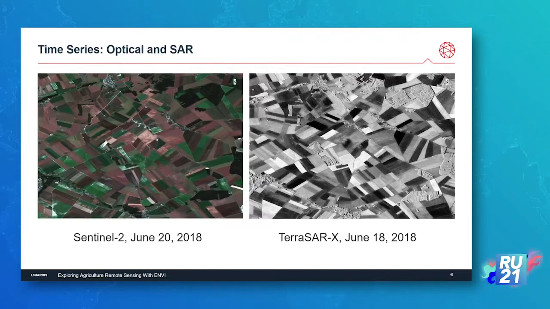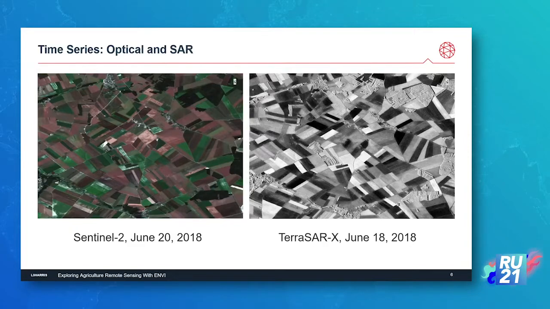So let's start looking at optical and SAR. Here's a comparison between the two. The optical image is a Sentinel-2 scene from June 20th, 2018 on the left-hand side. And in that image, we can clearly see the areas of green vegetation and barren fields. With analysis processes like spectral indices and time series analysis, we're able to find out possible crop types and track their growth and change over time.